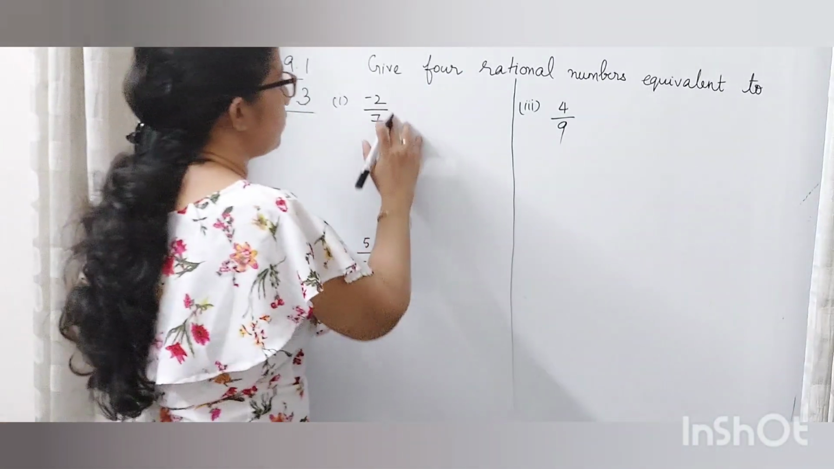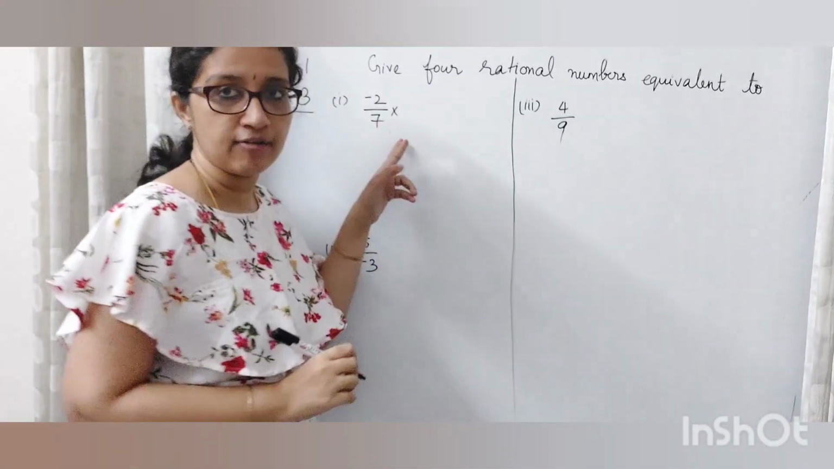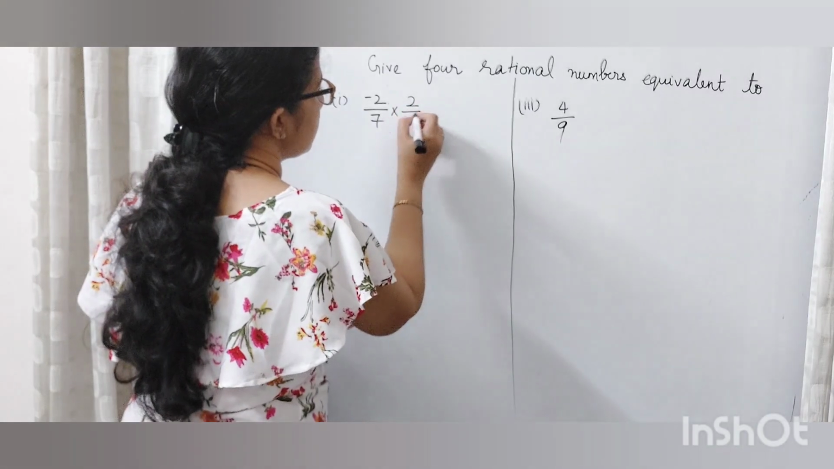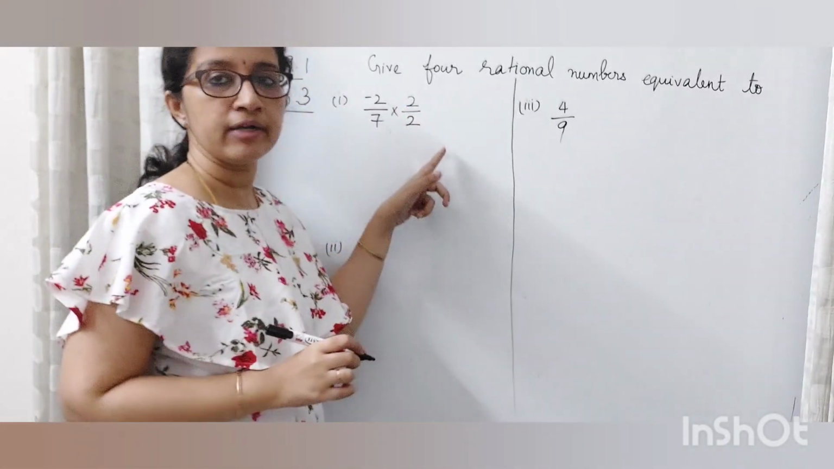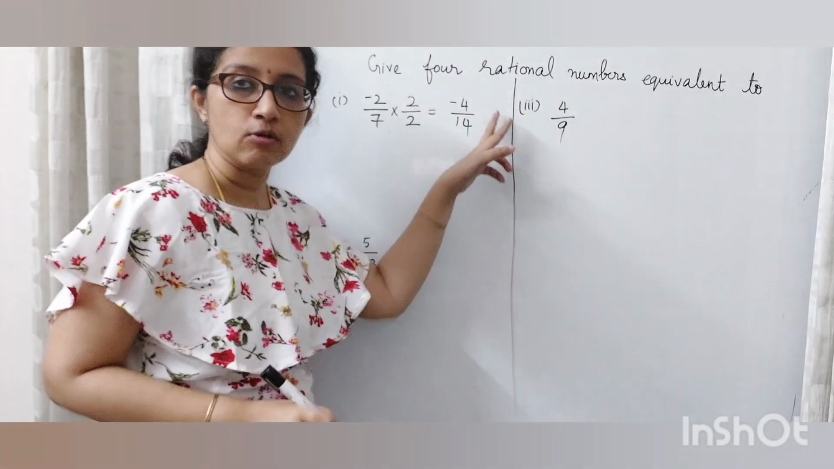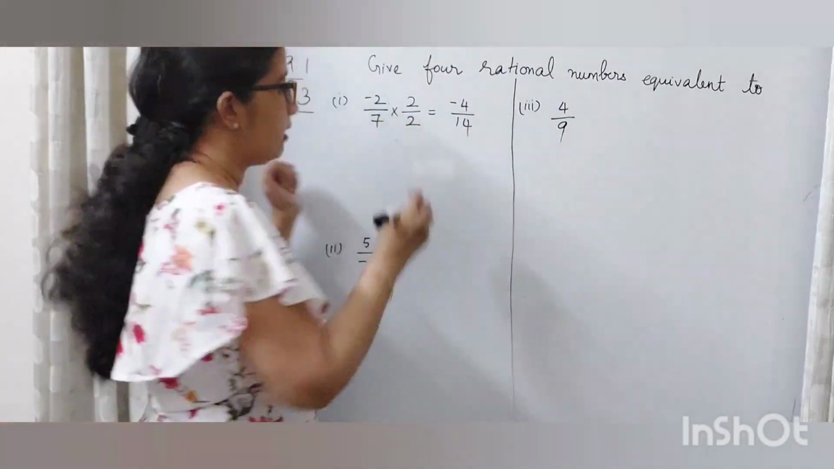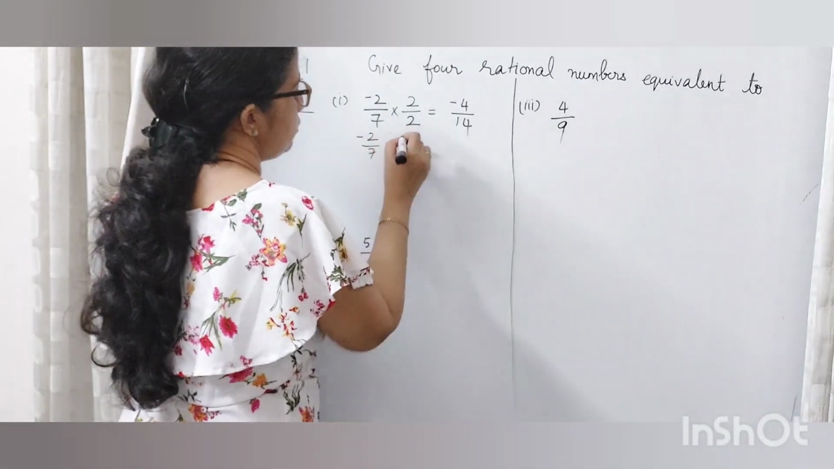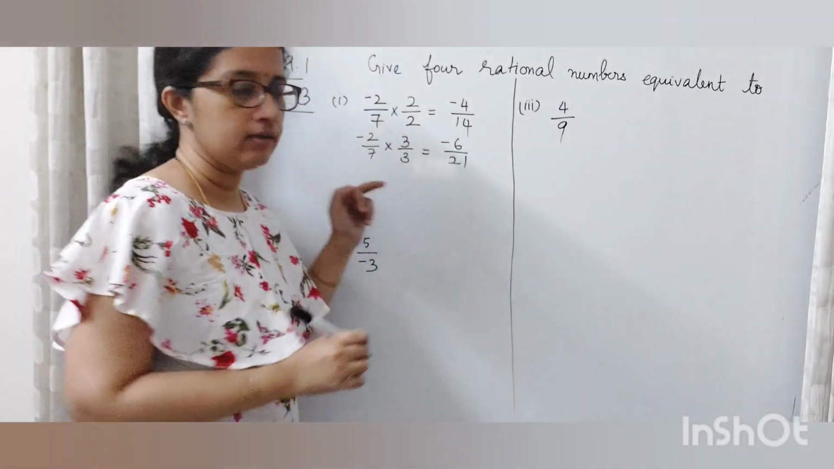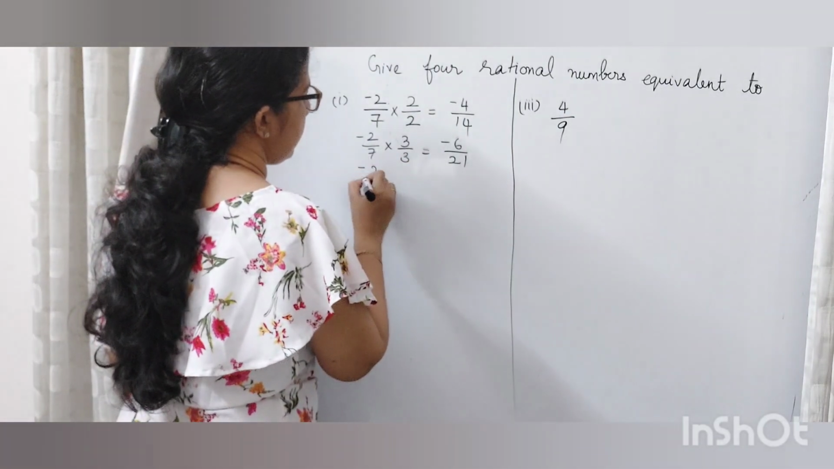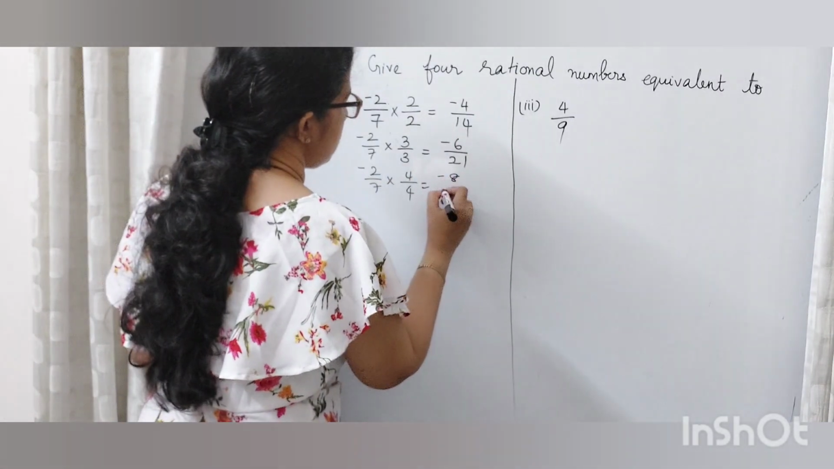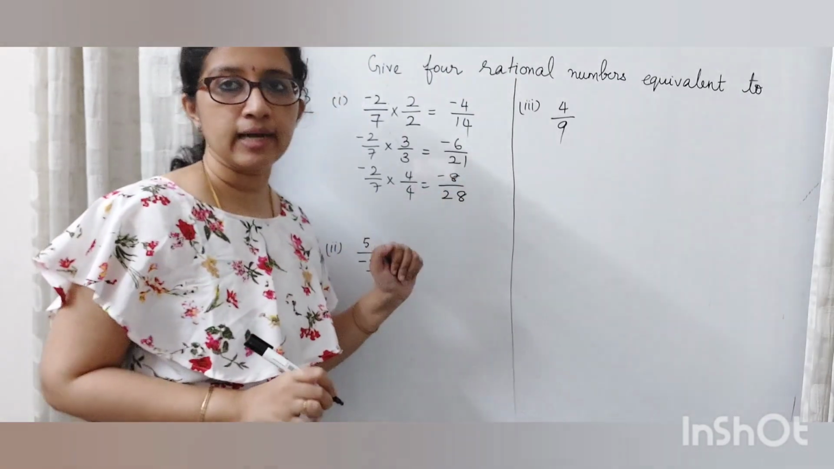Now let's take the first question, that is minus 2 by 7. You can multiply minus 2 by 7 with both numerator and denominator with the same number. For example, let's take 2. If you take 2, minus 2 by 7 into 2 by 2, what will you get? Minus 4 by 14, correct? So minus 4 by 14 is equivalent to minus 2 by 7. Again, minus 2 by 7 into 3 by 3, if you do, what will you get? Minus 6 by 21, correct? Now this is also an equivalent rational number. Again, minus 2 by 7 into 4 by 4, if you do, what will you get? Minus 8 by 28. This is also a rational number.